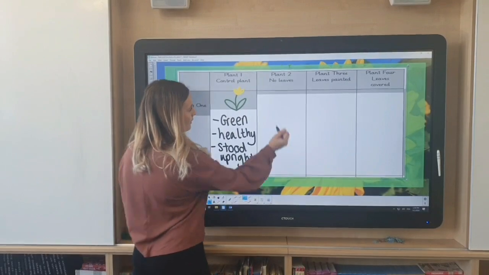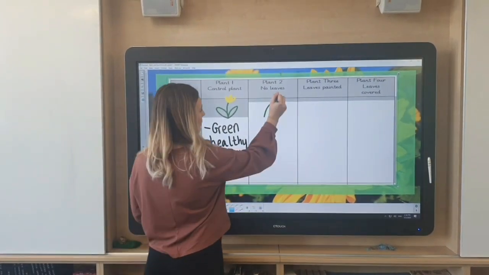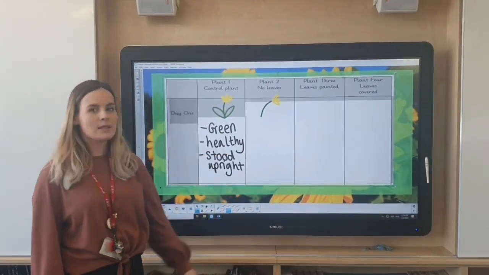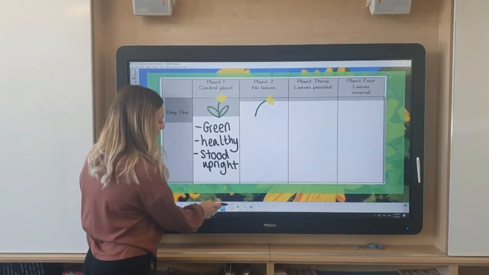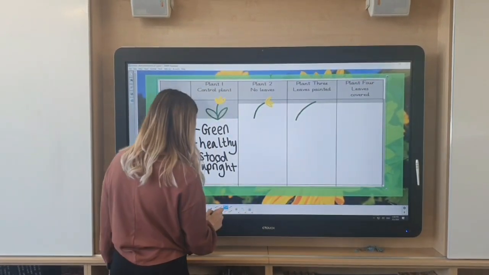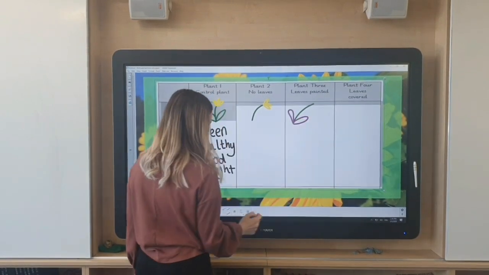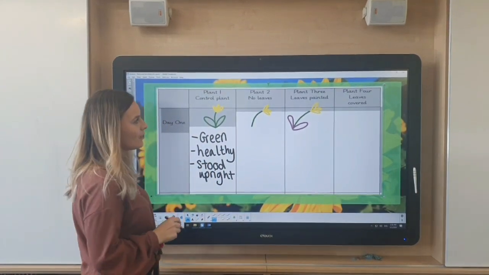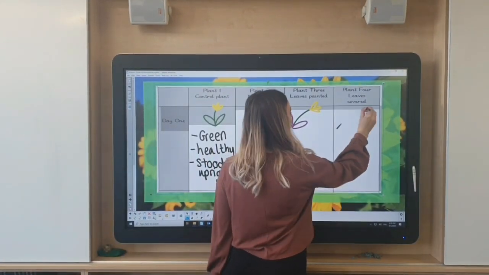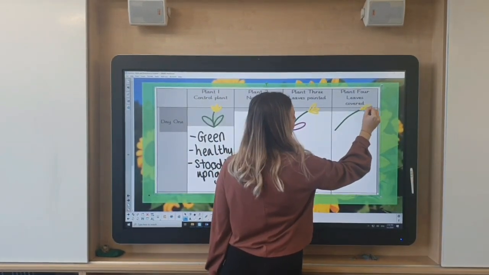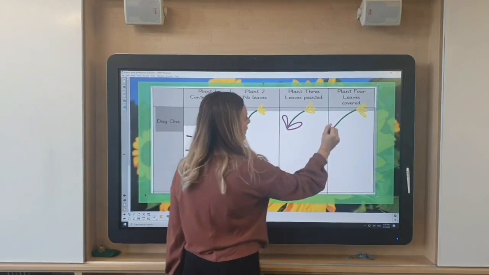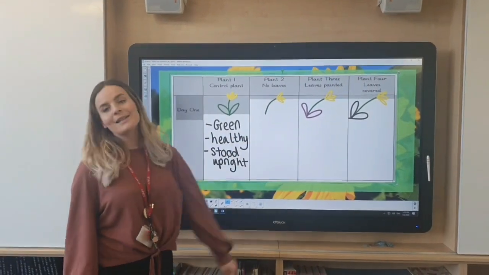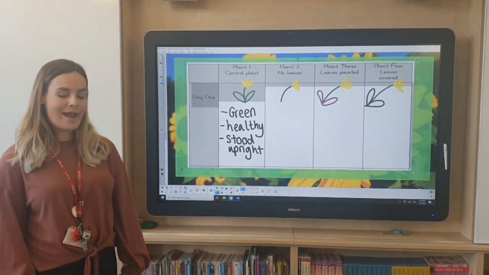My second plant, without leaves, I might draw something a little bit like that. And then you're going to write the description underneath. My third plant has got purple leaves. And then you'll write the description. And then my fourth plant has got covered leaves. So I'm going to use black to show that they are covered. Once you've done that, continue the video to see what happens in the next couple of days.